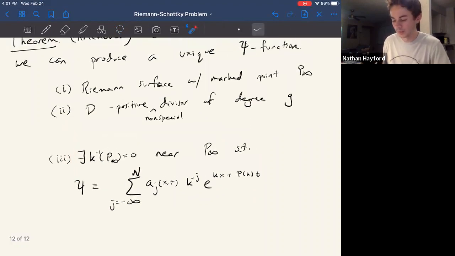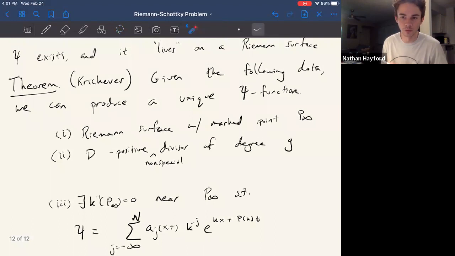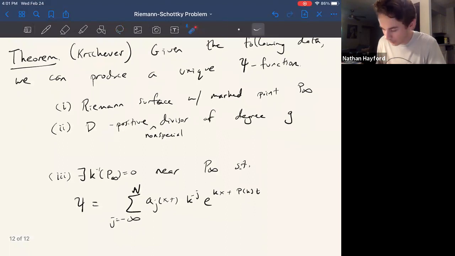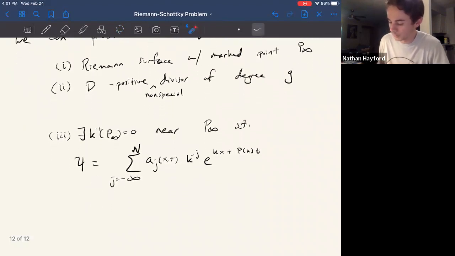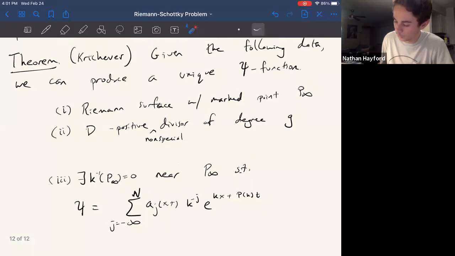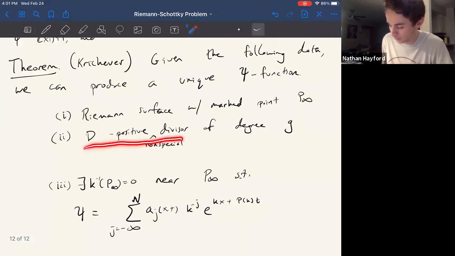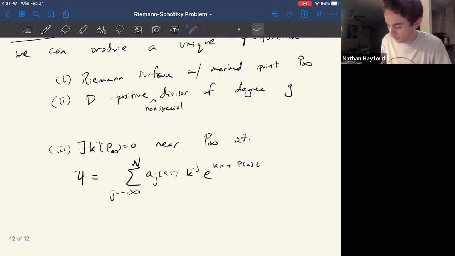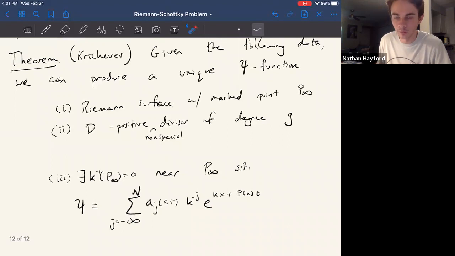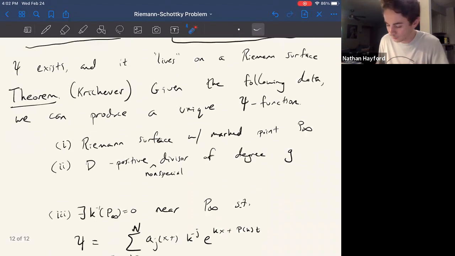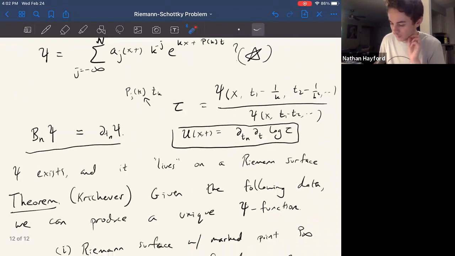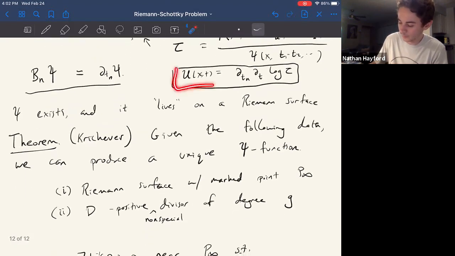Given that this lemma is true, and it really isn't all that hard to prove either, it's just a simple application of the Riemann-Roch theorem and a little bit of manipulation with theta functions, you can actually produce a function on the Riemann surface with these properties. So what properties does this function have? It has poles at the points that you picked from this divisor. It has an essential singularity at this special marked point, which you can think of as the analog of infinity. And it has the nice property that the equations of the KP hierarchy are actually linearized on it. And from that, we can actually produce a solution to the KP hierarchy.